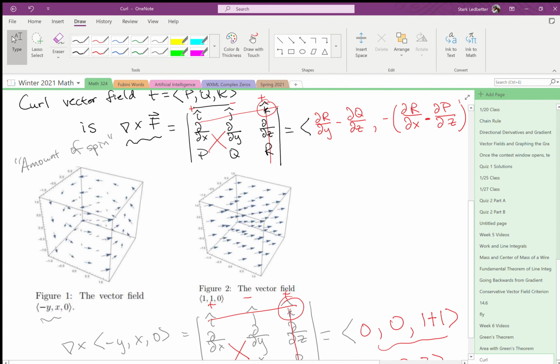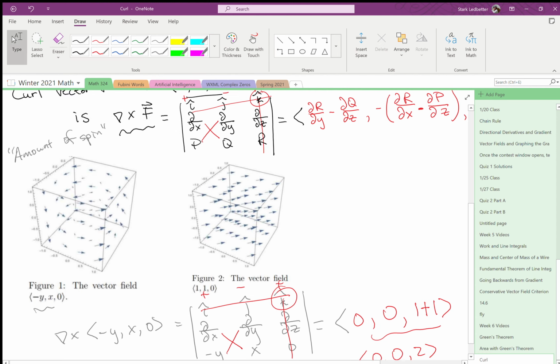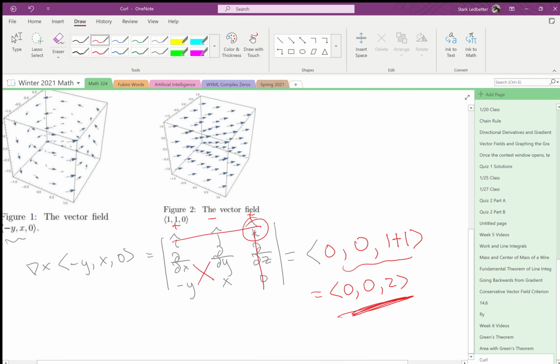And actually, what you can see is if you do the right-hand rule, so if you curl your fingers in the direction that the vectors are going, in your right hand, then your thumb points up. I'm doing it, but you can't see because the video is of the OneNote. Thumb points up, in fact, and that's the direction of your curl vector. Okay, so that's kind of cool.